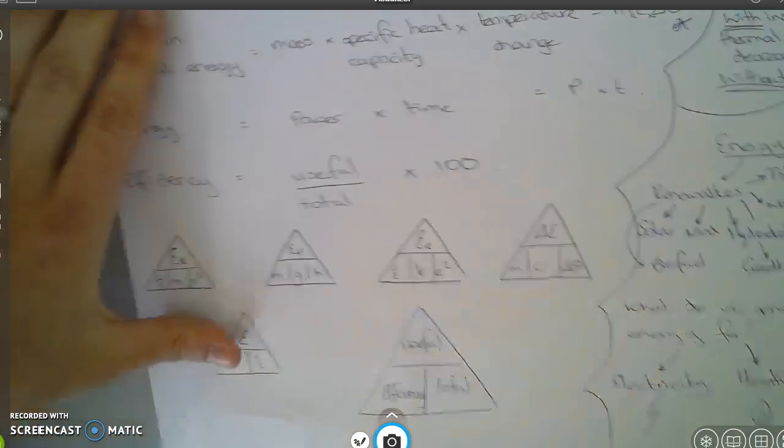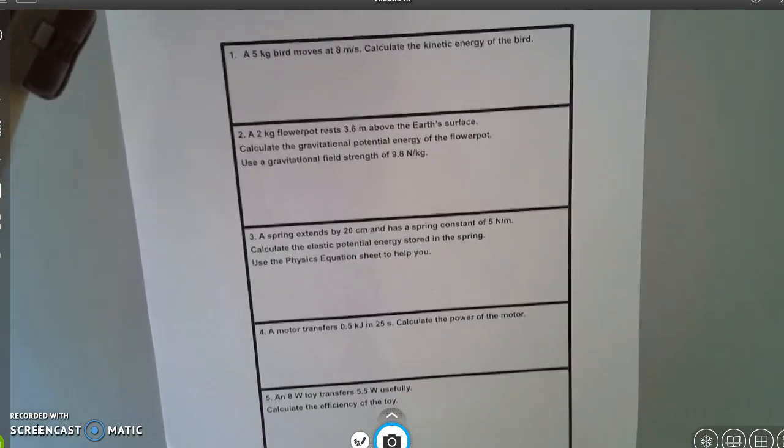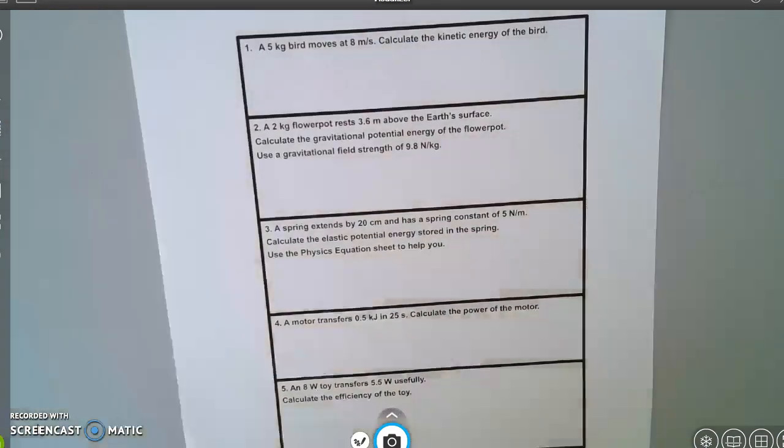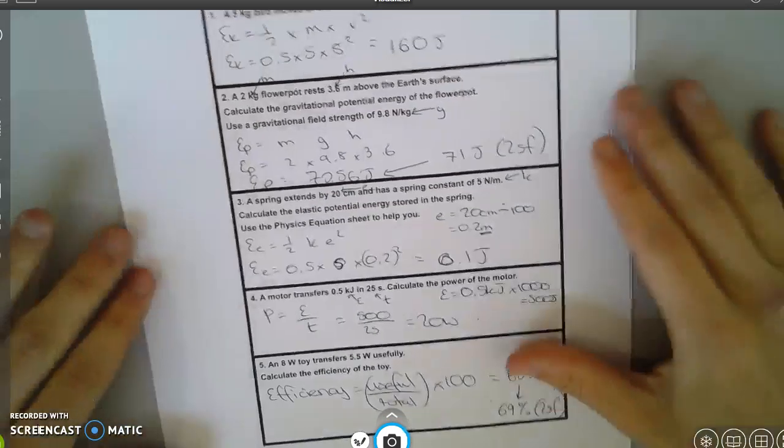Final minute I've got here is this. Here is a selection of equations, and I want you to stop the video and have a go at all of them. So stop the video now and have a go at them. Okay, and here are the answers, using some viva practice as well.